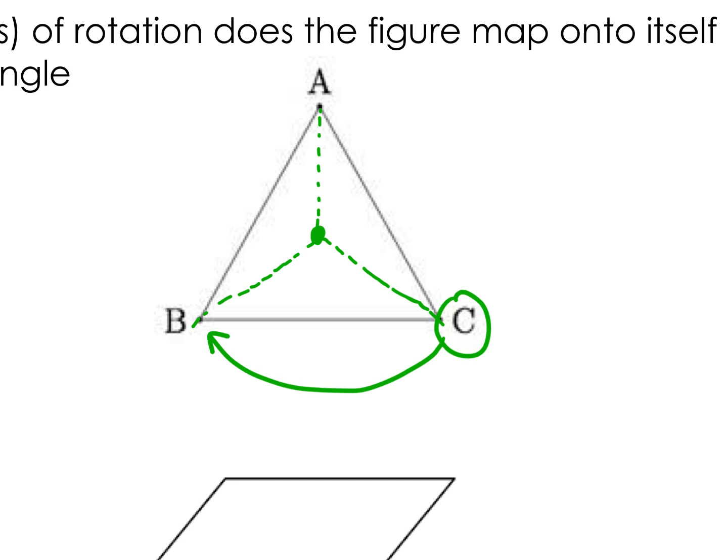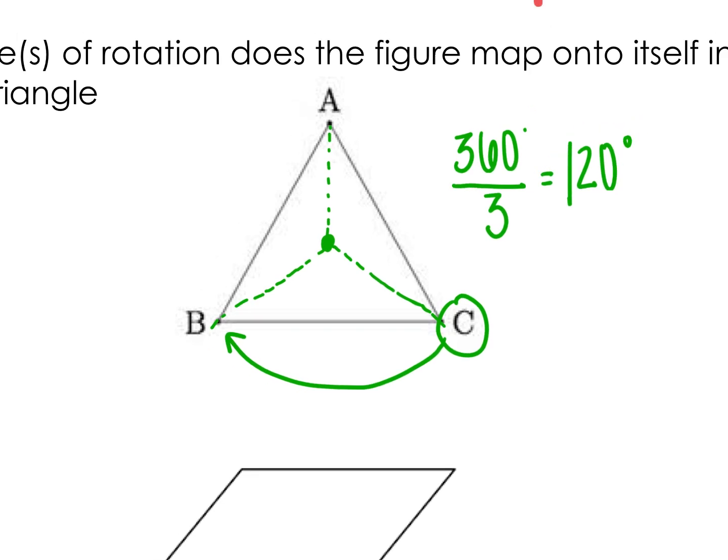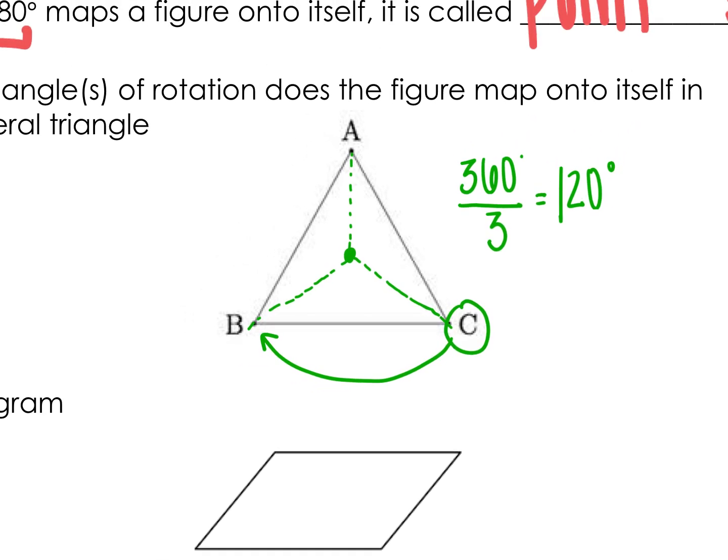Keep in mind that a full rotation around a circle is 360 degrees. We're moving it 1/3 of the way around. So we're going to take this 360 and divide by 3. 360 divided by 3 gives us 120 degrees. So a rotation of 120 degrees will map that triangle onto itself.